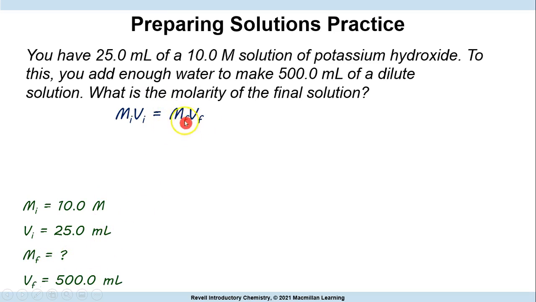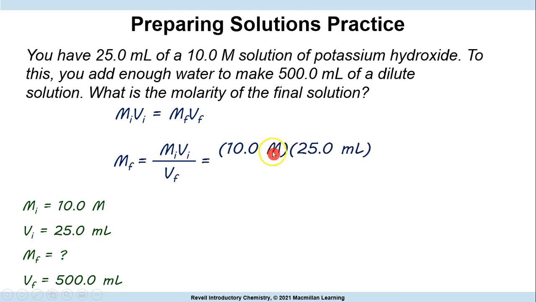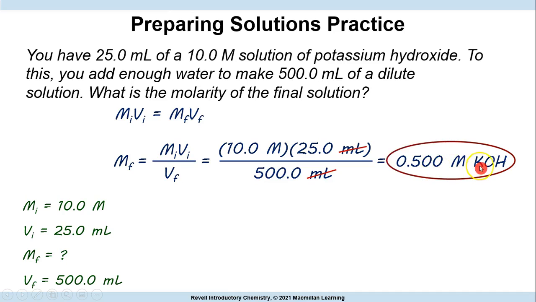So we make the molarity of the final the subject of this formula. So the molarity of the final is given by the molarity of the initial times the volume of the initial divided by the volume of the final. So we have everything right here. We just substitute into this equation, and that gives us 10.0 molar times 25.0 milliliters divided by 500 milliliters. So milliliters cancels with milliliters here, and we are left with molarity. So that gives us a value of 0.500 molar potassium hydroxide.